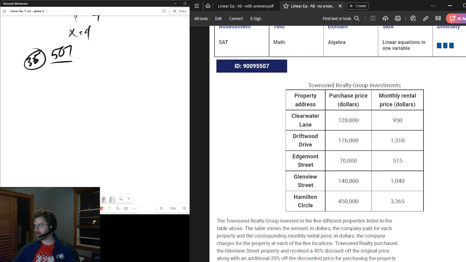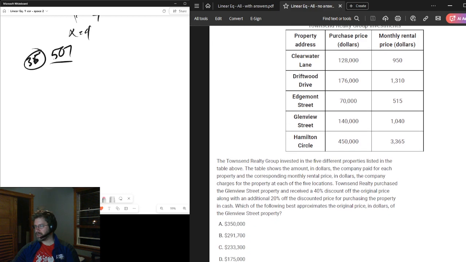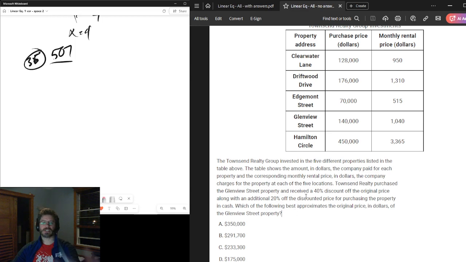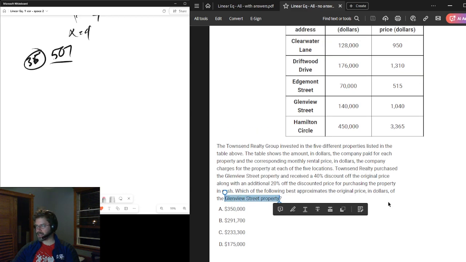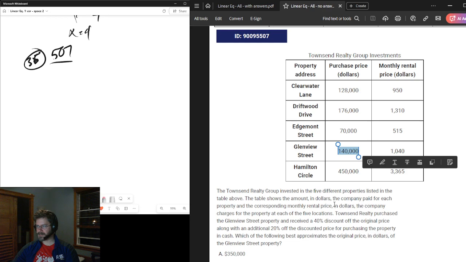All right, let's see. Big old graph here. I'm going to skip all that and go right to the bottom of the paragraph, before we even bother reading the context, because we want to know what the question is, right? And the question's always at the end. Which of the following best approximates the original price of the Glenview Street property? So we know that we only care about this. The purchase price was $140,000. We want to know what the original price was.